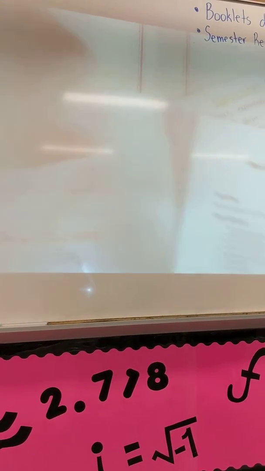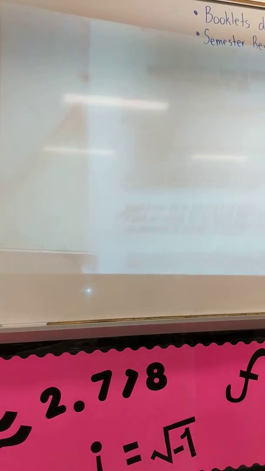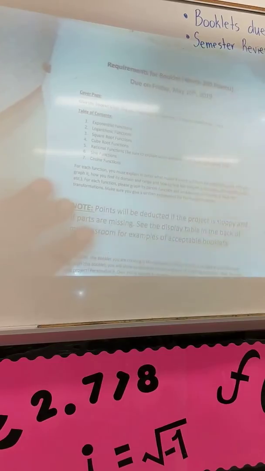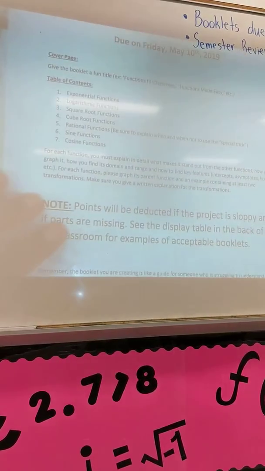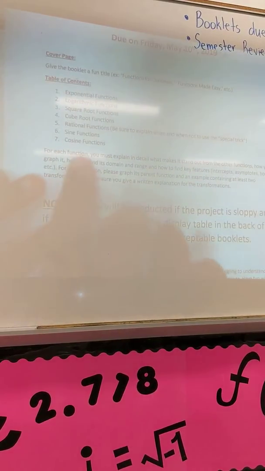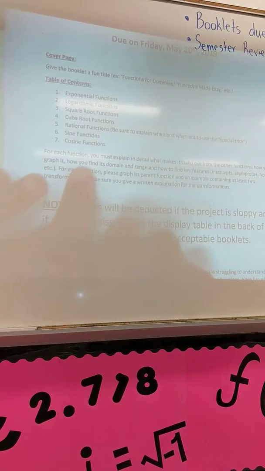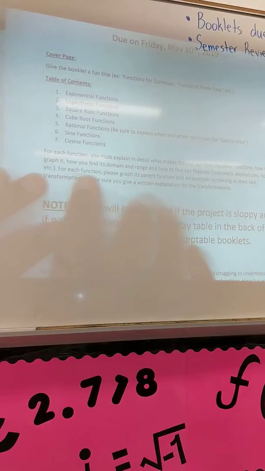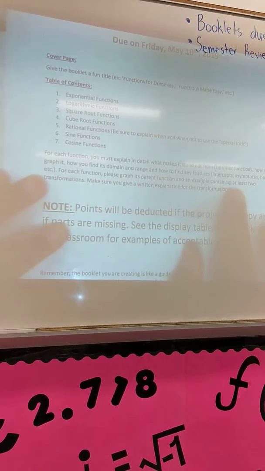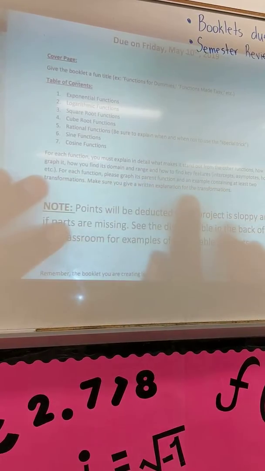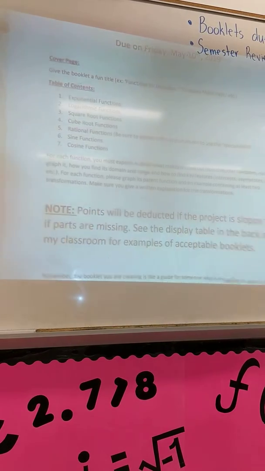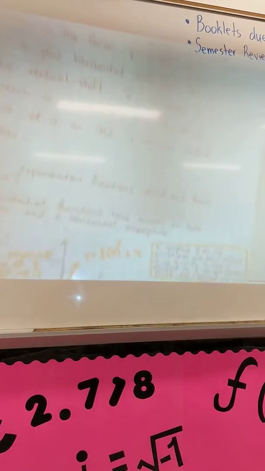All right. Now it says for each function, you must explain in detail what makes it stand out from the other functions, how to graph it, how you find its domain and range, how you find key features, graph the parent function and an example containing two transformations. Make sure you give a written explanation for the transformation. So let's show you how I did that.